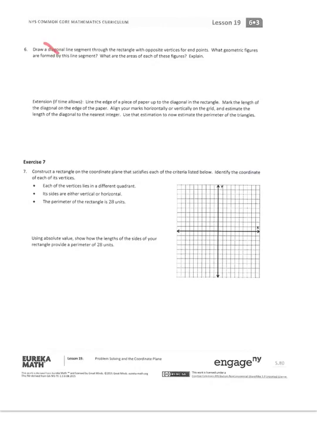Now for this one, you don't need to do this problem. We're going to go straight to number 7. It says construct, meaning make a rectangle on the coordinate plane that satisfies each of the criteria listed below. These are criteria. Identify the coordinates of each of its vertices.